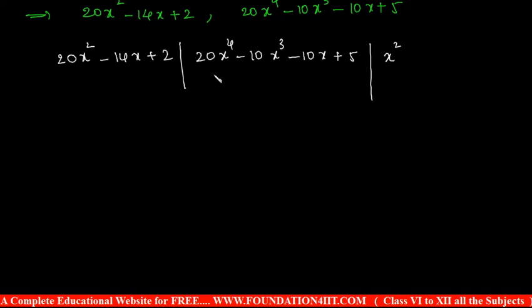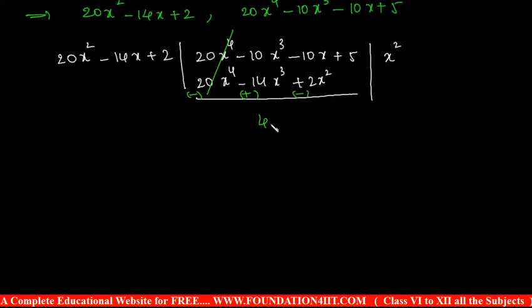So x square into 20 is 20x power 4. X square into minus 14x is minus 14x cube. X square into 2 is plus 2x square. Then do the subtraction. After subtracting, you should change the signs, right? So it becomes minus, plus, and minus. So you get the first term cancelled. Then minus 10 plus 14, okay, this is 4x cube.